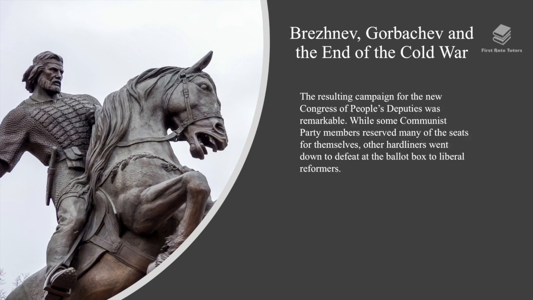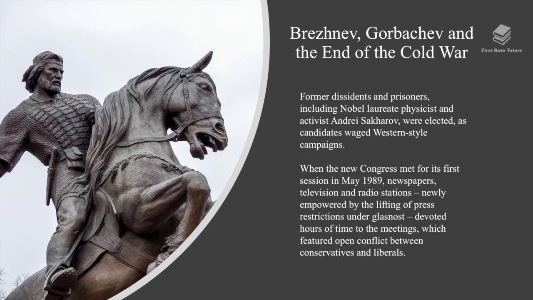The resulting campaign for the new Congress of People's Deputies was remarkable. While some Communist Party members reserved many of the seats for themselves, other hardliners went down to defeat at the ballot box to liberal reformers. Former dissidents and prisoners, including Nobel laureate physicist and activist Andrei Sakharov, were elected as candidates waged Western-style campaigns. When the new Congress met for its first session in May 1989, newspapers, television and radio stations, newly empowered by the lifting of press restrictions under Glasnost, devoted hours of time to the meetings, which featured open conflict between conservatives and liberals.